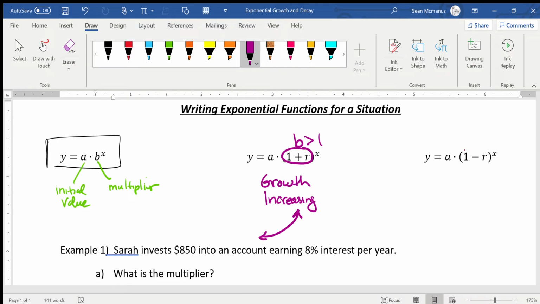And if I think of this one over here, where a times 1 minus r, if I have my rate and I subtract it from 1, say our number of coronavirus patients is going down by 10%, I would subtract that from 100% or from 1, and I would get 90% or 0.9. So my b would be less than 1. If I'm multiplying by something less than 1, that means it's going down. It's decaying.